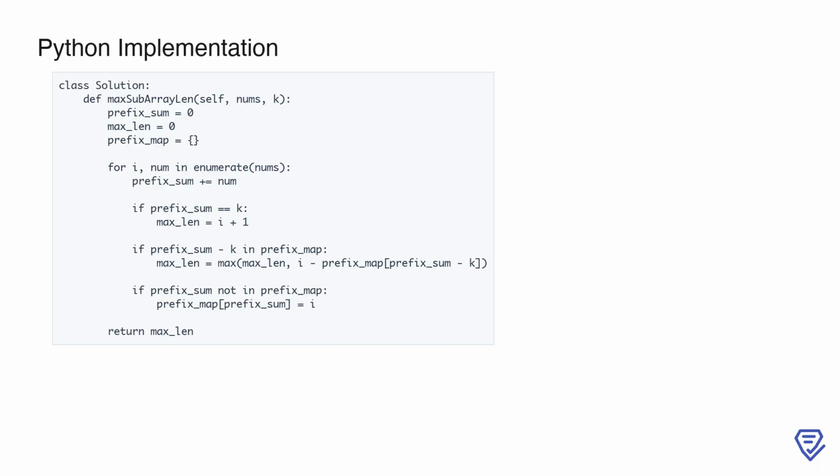This approach uses a single loop to process the array, making it highly efficient with a time complexity of O(n). The space complexity is also O(n), due to the prefix_map dictionary. This solution handles all edge cases, such as negative numbers, arrays with no valid subarray, and arrays where the entire sum equals k. The use of a prefix sum and hash map ensures that we avoid redundant computations, making the solution both clean and performant.